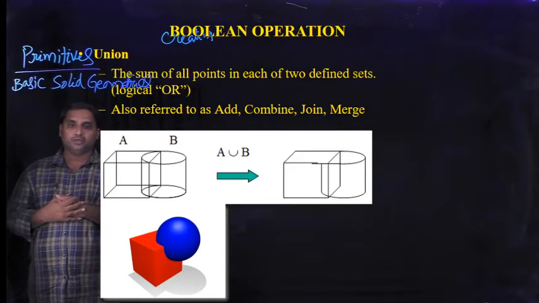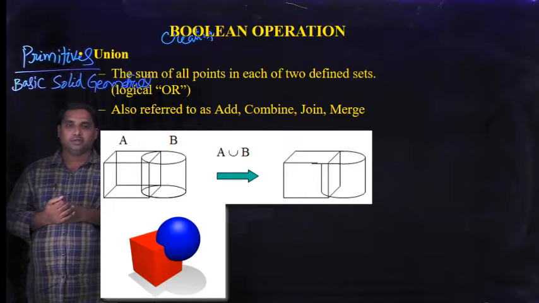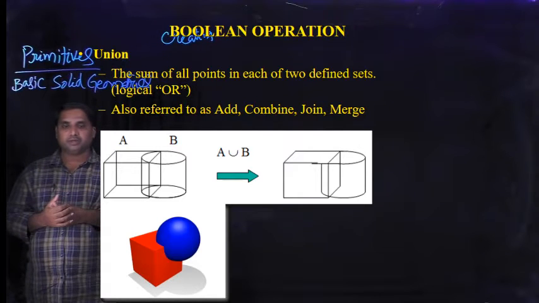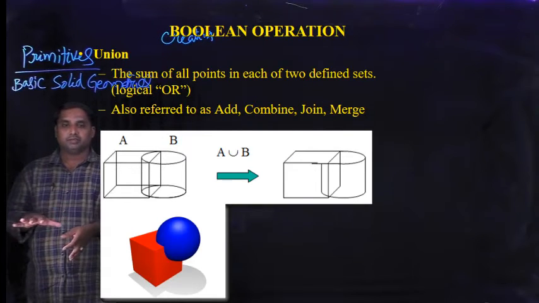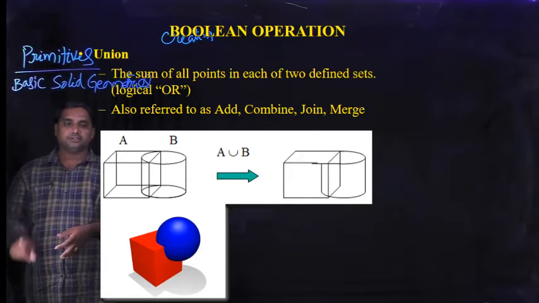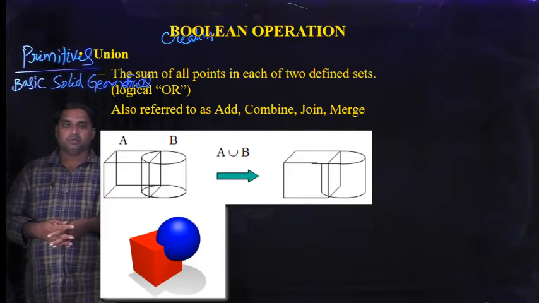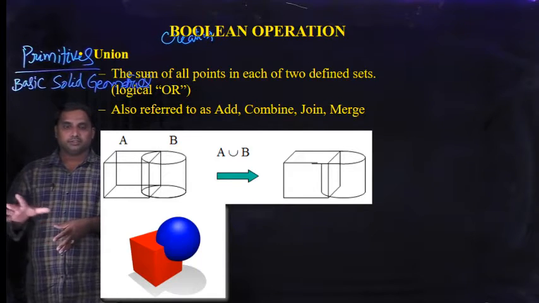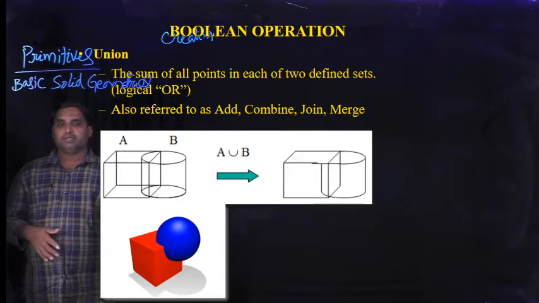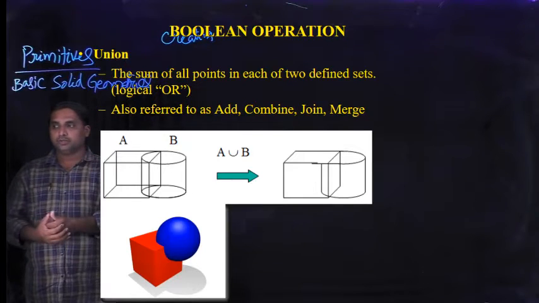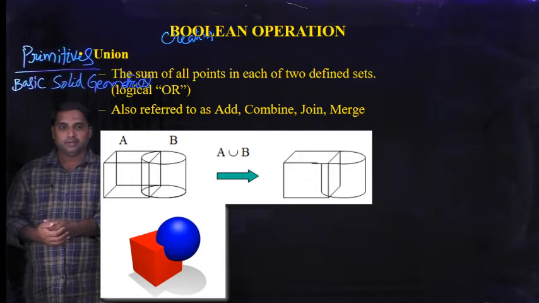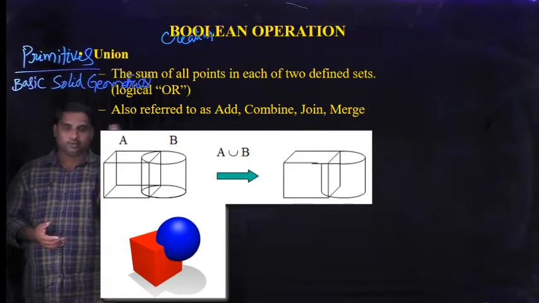Here, for the union operation, the Boolean difference operation, and the intersection operation, I have considered two components, A and B. A is a rectangular block, B is a cylinder. Now in this slide I want to get A union B. The diagram is also shown on the screen. To the right of the green arrow, you will get A union B.